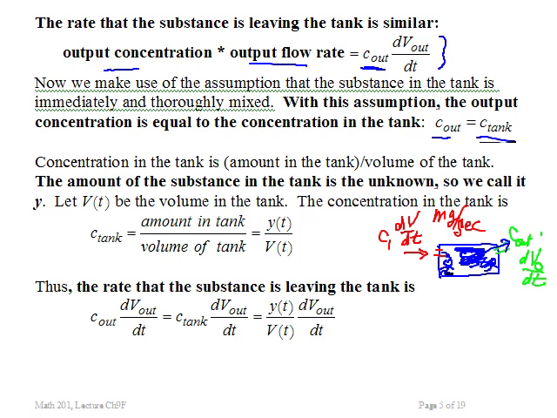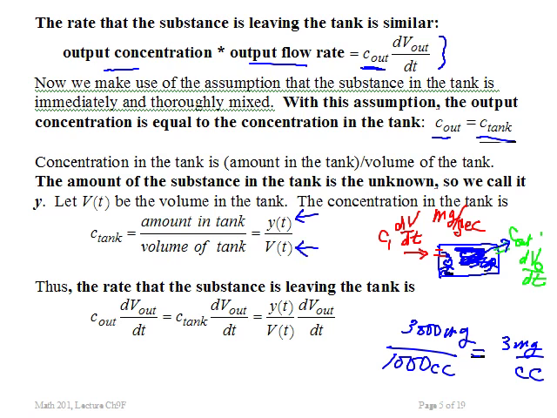Okay, concentration is amount divided by volume. That would be a concentration. If I have, say, 3,000 milligrams and 1,000 cc's, the concentration is 3 milligrams per cc. Right? That's a unit of concentration. So it's the amount divided by the volume. But if you remember before, we said we're going to solve for the amount, and the amount we were going to call Y, and the volume of the tank is just the volume of the tank. Could be changing in time, and we'll talk about that in a minute.